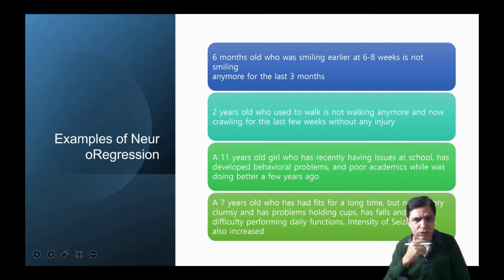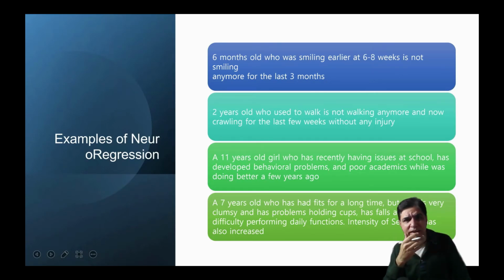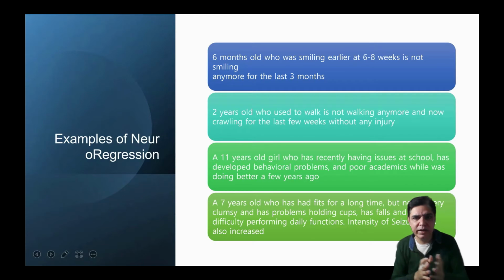Now, some examples of neuroregression: how would you know somebody has got neuroregression? Let's say a 6-month-old who the mom says was smiling earlier. He developed a social smile at 6 to 8 weeks of age, but now he's 6 months old, and for the last 3 months he's not smiling. He looks around, but there is no smile. So that is a regression, because he achieved a milestone, the social smile, but it's not there anymore.